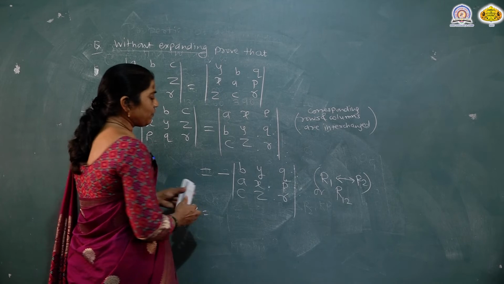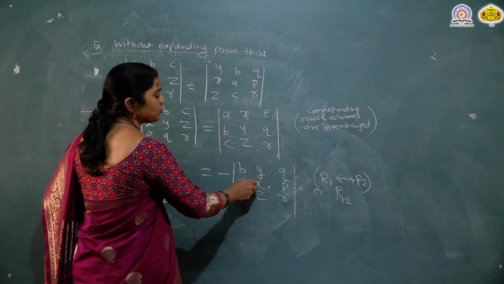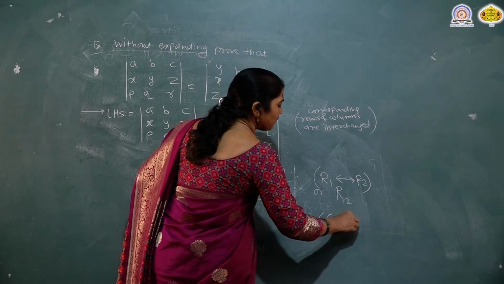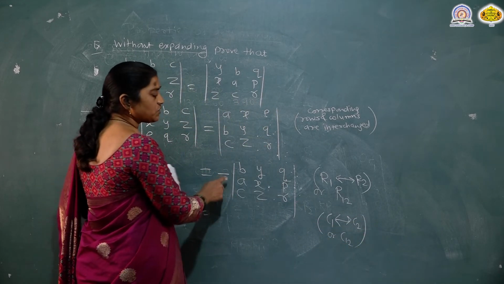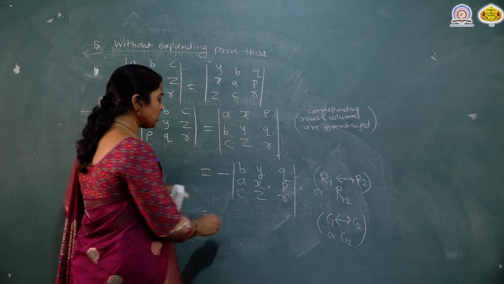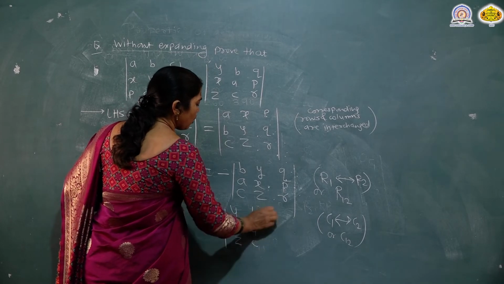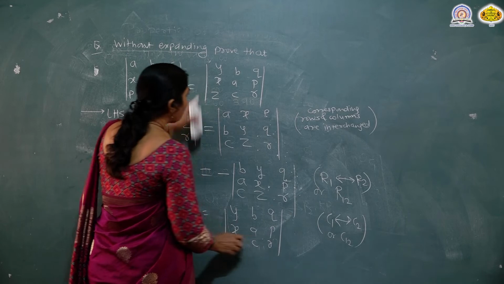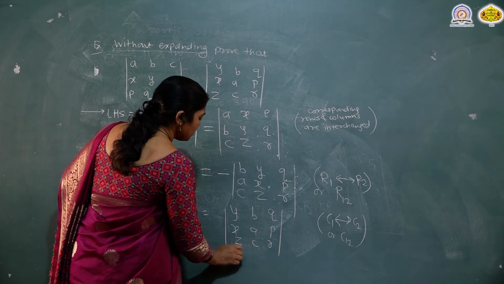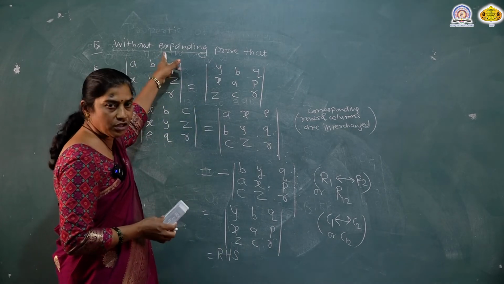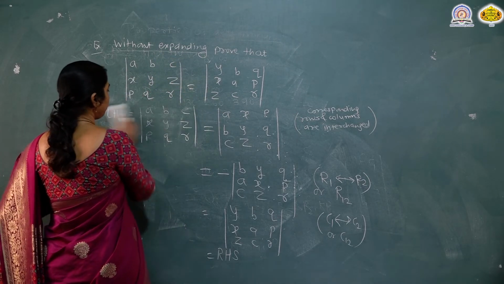this one. Now I will interchange the first and second column. Again the sign changes because we are interchanging two columns. So I will interchange C1 and C2, or we can write this as C12, that is, interchange first and second. Because we are interchanging columns, the sign changes. So minus becomes plus. Determinant Y, X, Z, B, A, C, Q, P, R. Observe that it is nothing but RHS. So we get LHS equal to RHS, without expanding. Using the properties of determinant, we have proved that both sides are equal.